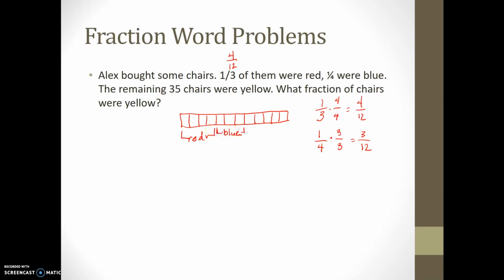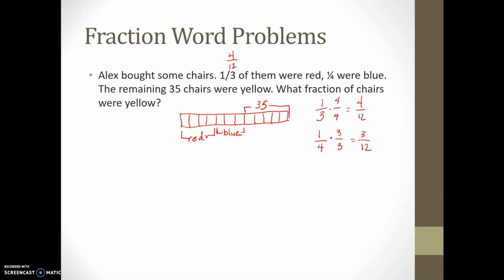And the remaining 35 chairs were yellow, so the rest were yellow. Okay, so I'm going to actually write 35 up here. And we'll put some brackets around this portion. What fraction of the chairs were yellow?